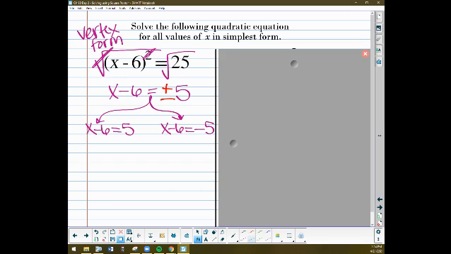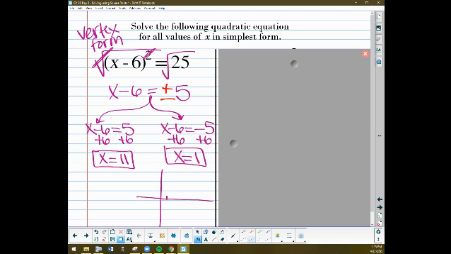Okay? If I start with the first one on the left, I'm going to add 6 to both sides, and I get x equals 11. Okay, that's one of my roots, one of my solutions. And then on the right, I add 6 to both sides, and I get x equals 1. Okay, those are my two solutions. Remember, quadratics have two solutions. So I have two numbers, 11 and 1. If we picture my graph, 1, 11, concave up, it would go through both of those points. Okay, keep trying to relate it back to what we know.